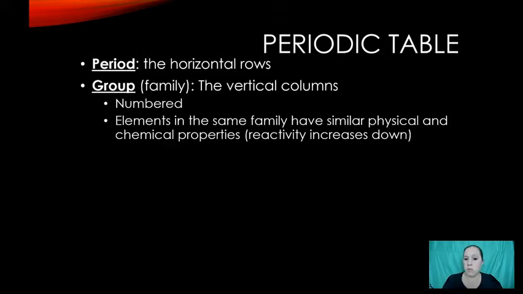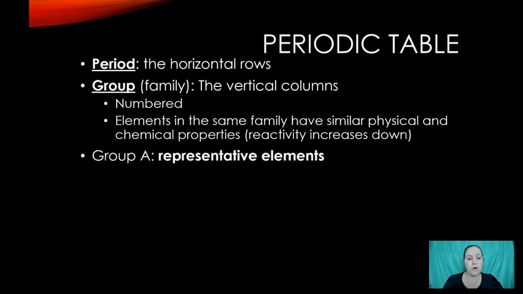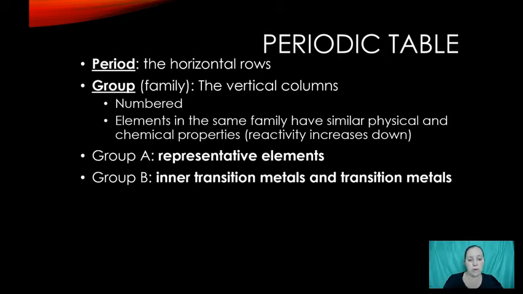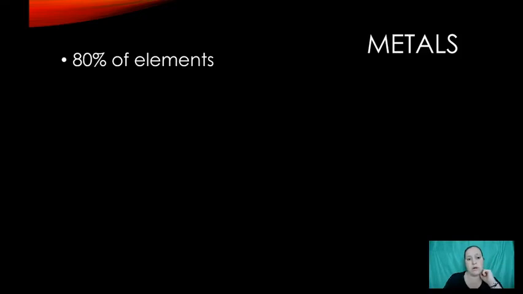The Roman numeral numbers help us, if you recall from our last lesson, identify what our valence electrons are. Elements in the same family or the same group have similar physical and chemical properties. Reactivity, hopefully you noticed, increases as you go down a group on a periodic table. So you have your group A elements, which are your representative elements, and your group B elements, which are your transition elements and your inner transition. If you look on the periodic table, the lifted up elements are your group A elements, and then the transition is where you're transitioning from the left side to the right side of the periodic table.